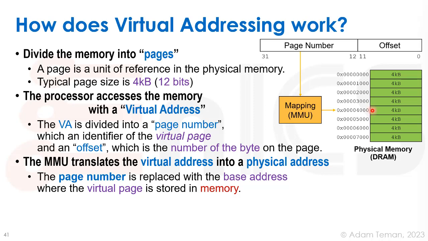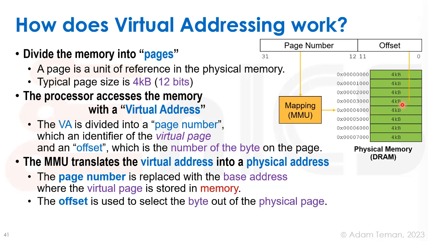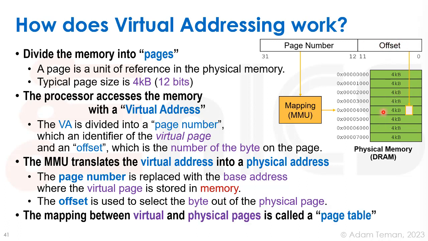In other words, the first byte that starts a page. Then we're going to take this offset and go from that first byte we have and go forward until we get to the actual byte that we're selecting with our address inside those 4 kilobytes we have over there. So the mapping between the virtual and physical pages is called a page table.